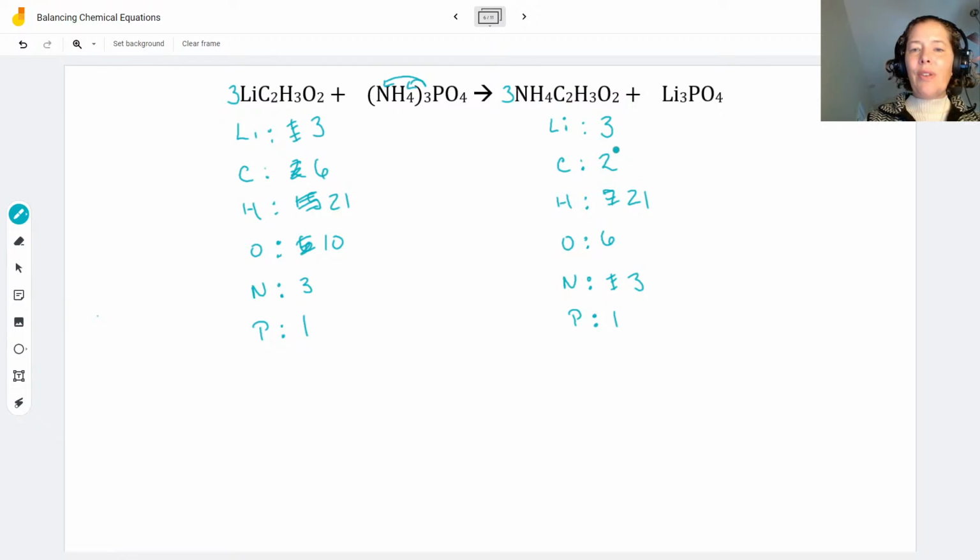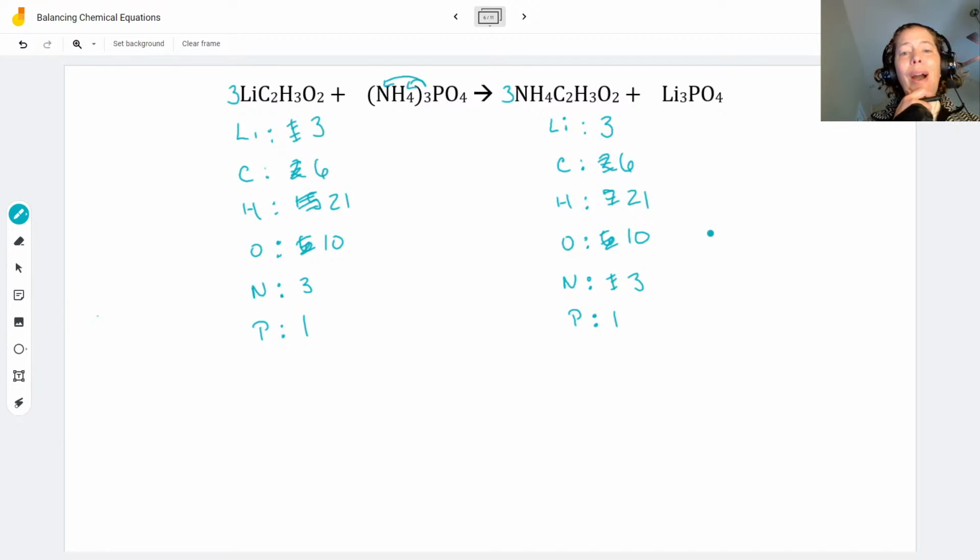Carbons, I now have 3 times 2 is 6. And oxygens, I have 3 times 2, which is 6, plus a 4 here, which is 10. Okay, so you can see my instinct to go with nitrogen next actually really helped me out because I now have a balanced chemical equation.